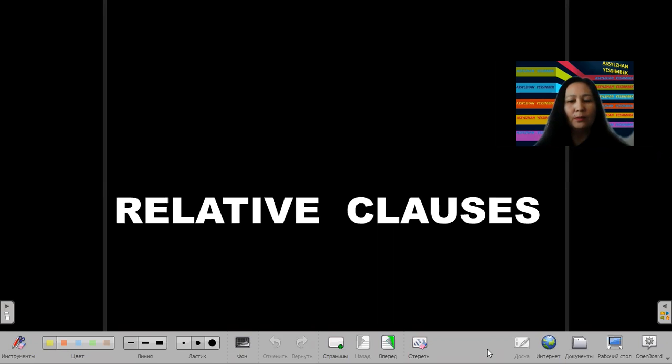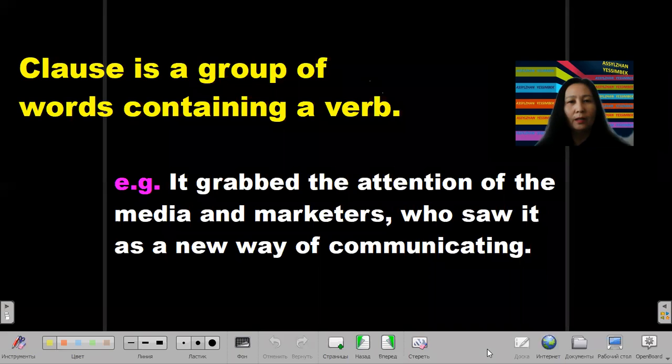Today's topic is relative clauses. First of all, let's remember what the word clause is. A clause is a group of words containing one subject and one verb. But sometimes the subject might be mentioned or hidden, but the verb should obligatorily appear and be distinguished. So a clause is a group of words containing a verb.